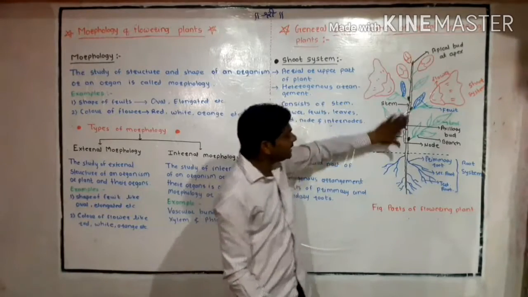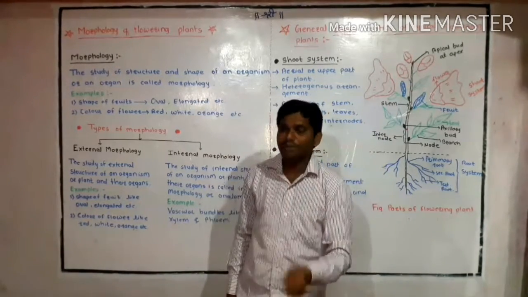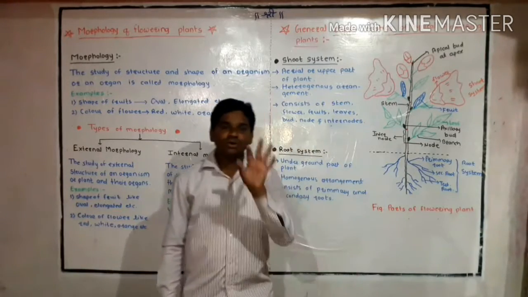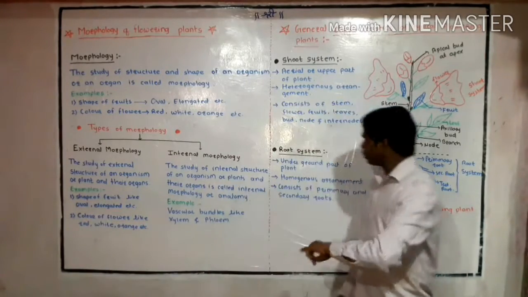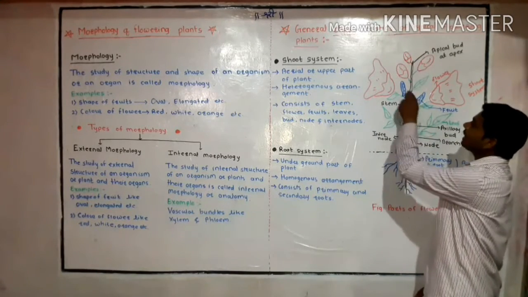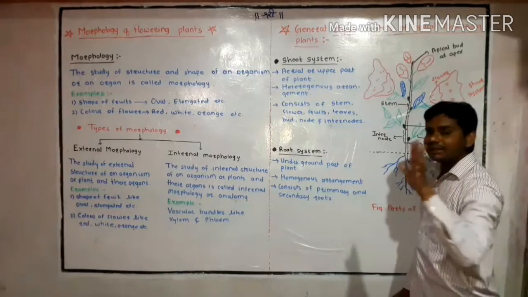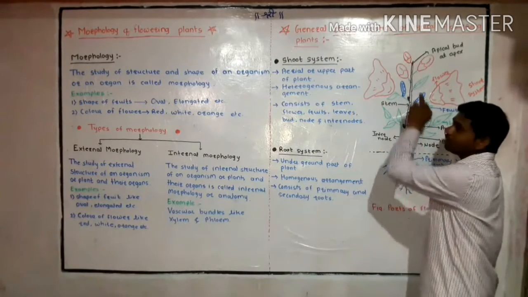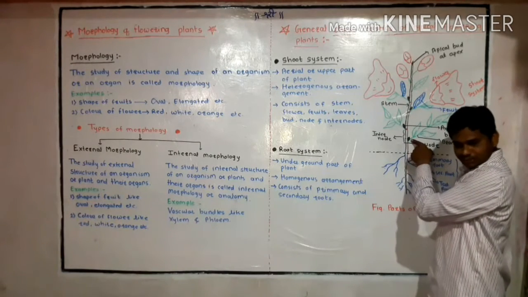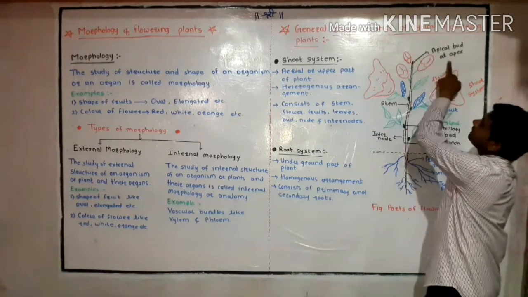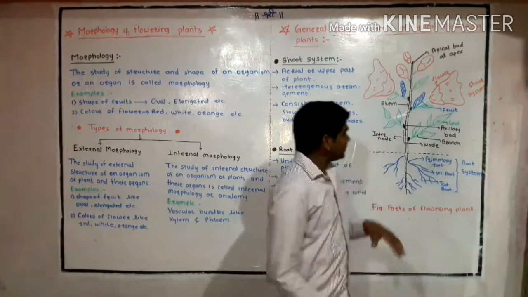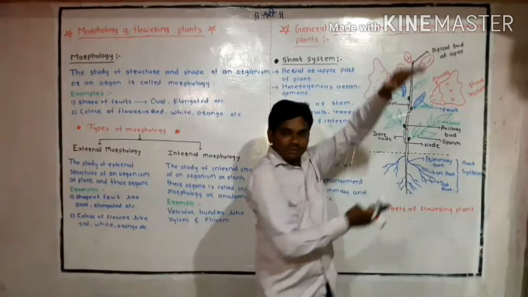It means that the aerial part of the plant consists of stem. On the stem there is a presence of node and internode. From the node there is an origination of branches, leaf, fruit and flowers. It also consists of axillary bud and apical bud. Axillary bud is present at the axillary position of the leaf. The apical bud is present at the tip of the plant. This is the total aerial part of the plant.